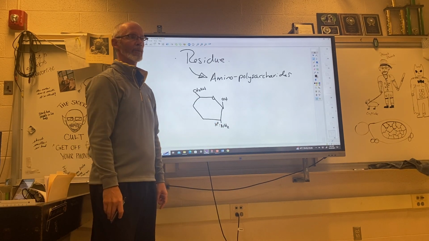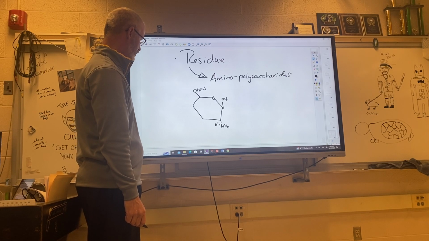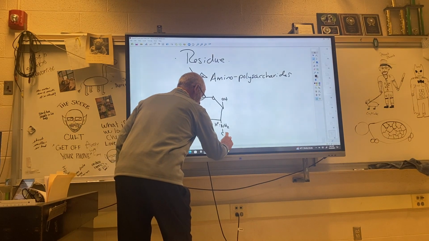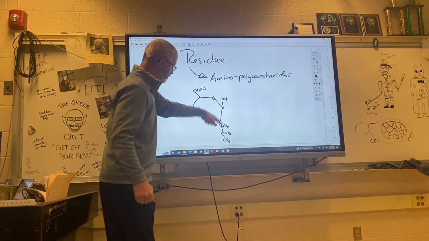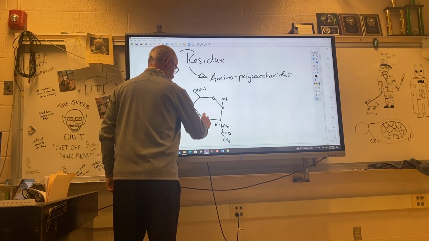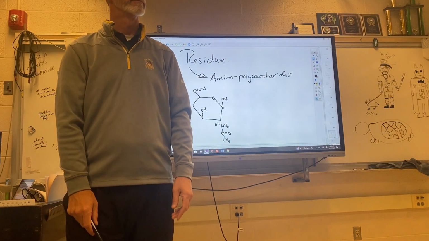What did it just do to that end of the molecule? It just made it charged. Partially. So then we're going to go right here. There's a C double bonded O, and then a CH3. That is the amino portion of the amino polysaccharide. And then there's an OH group right there. That is the residue.